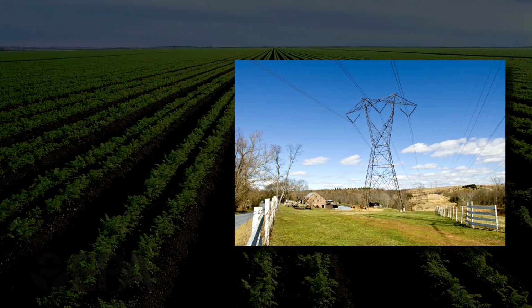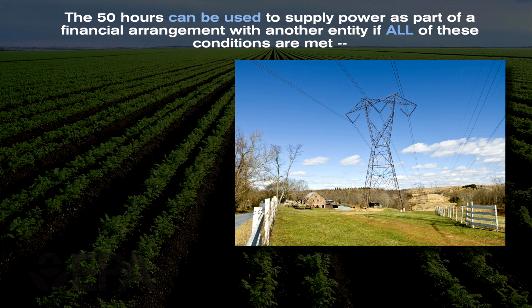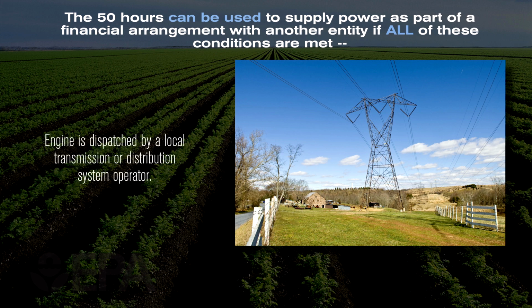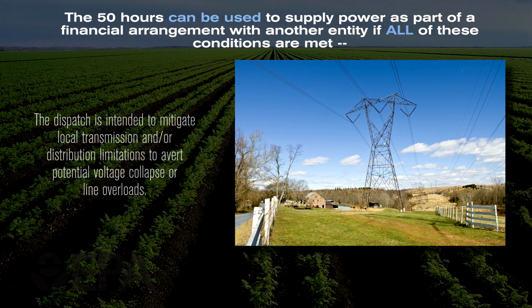Now, the one exception where the 50 hours can be used to supply power as part of a financial arrangement with another entity is if the engine operates during situations where all of the following conditions are met. The engine's an existing engine at an area source. It's dispatched by a local transmission or distribution system operator. The dispatch is meant to mitigate local transmission or distribution limitations to avert potential voltage collapse or line overloads.